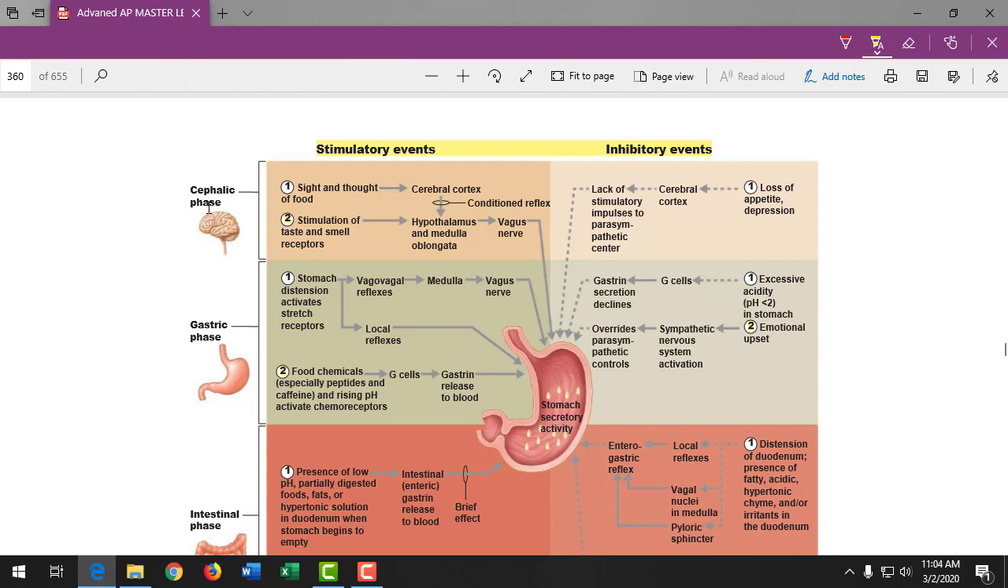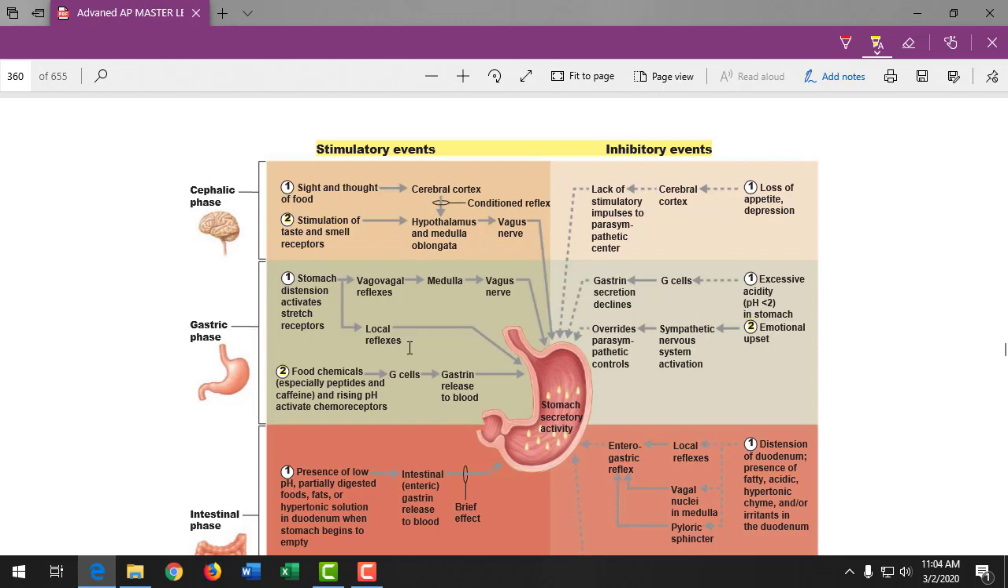So, yeah, just the sight of food can also stimulate it. And smelling food, another one, right? When you smell something cooking, it's like, ooh, that smells good. I'm getting hungry now, right? So that's the cephalic phase. You don't even have to physically have food present in the stomach.